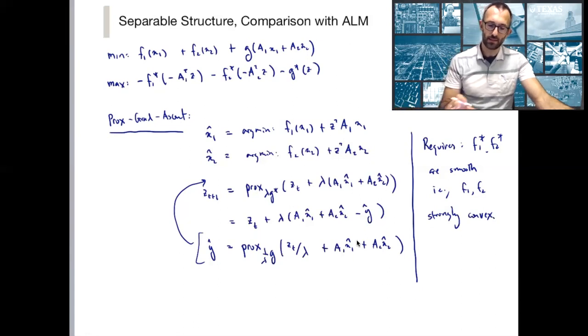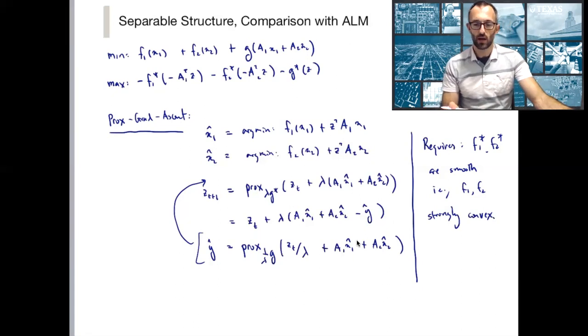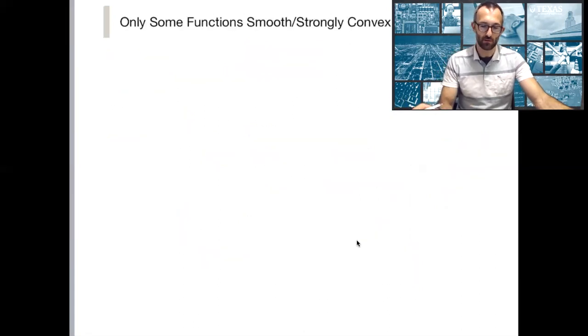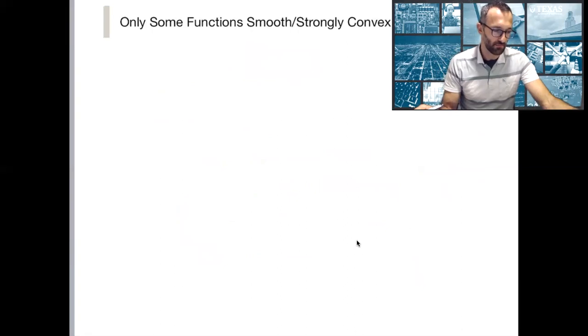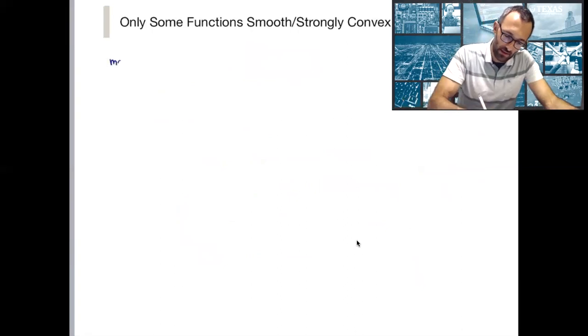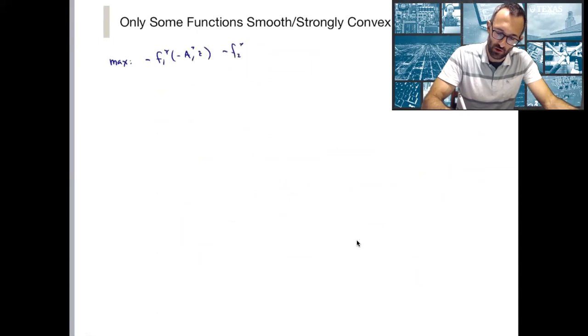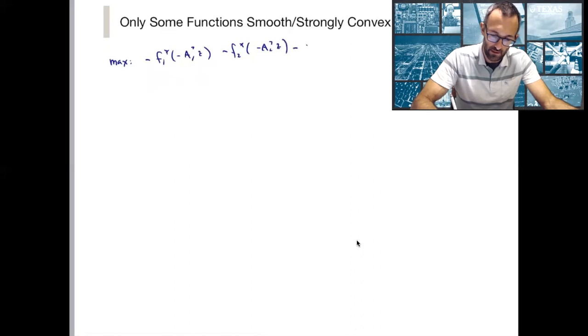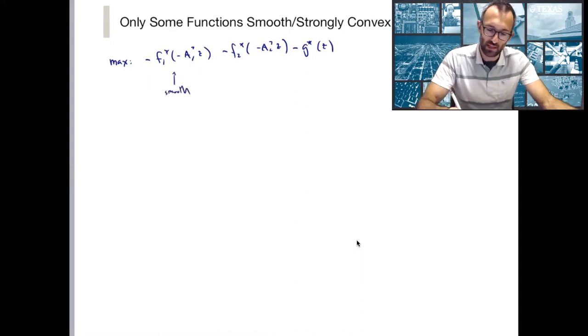So let's now look at an intermediate regime where only F1 star is smooth. So suppose that I don't have strong convexity of F2. So what would we do? So again, my dual problem is max minus F1 star of minus A1 transpose Z minus F2 star of minus A2 transpose Z minus G star of Z. And let's suppose that this is smooth. In other words, F1 is strongly convex, but that's it.